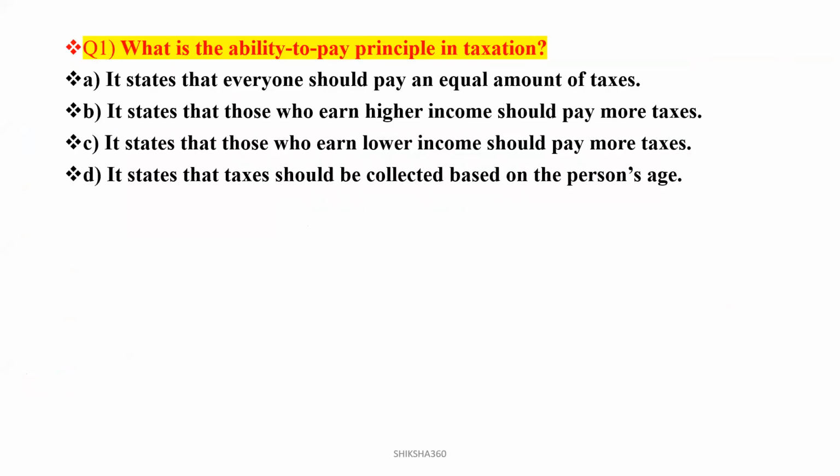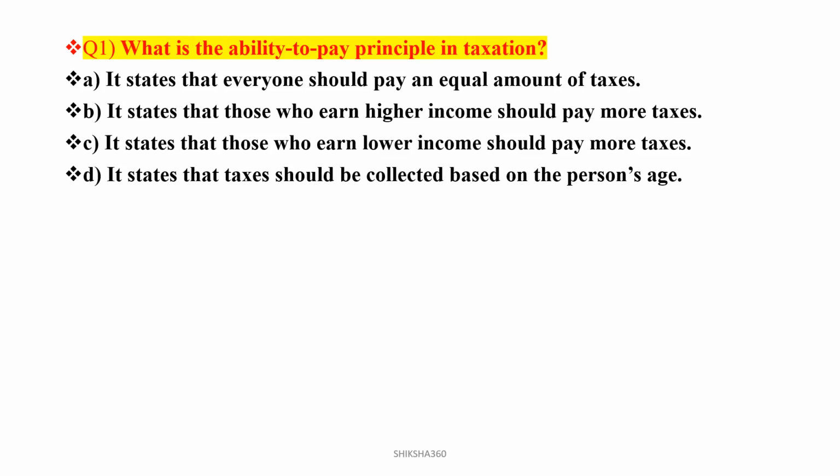The first question is on your screen now. What is the ability to pay principle in taxation? So who has the ability, or who has to pay the tax, or what is the criteria behind that? We can understand this point with the help of the question. What will be the correct answer?